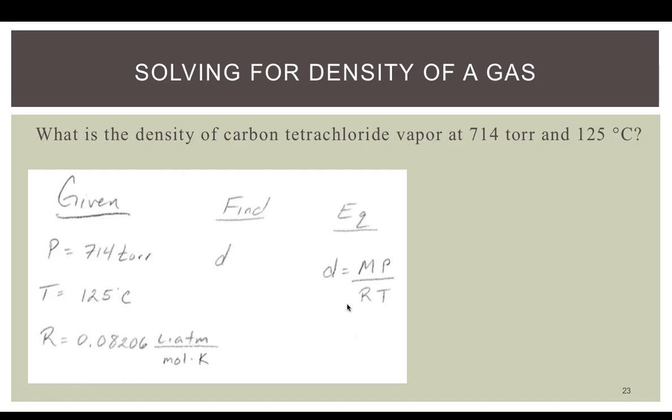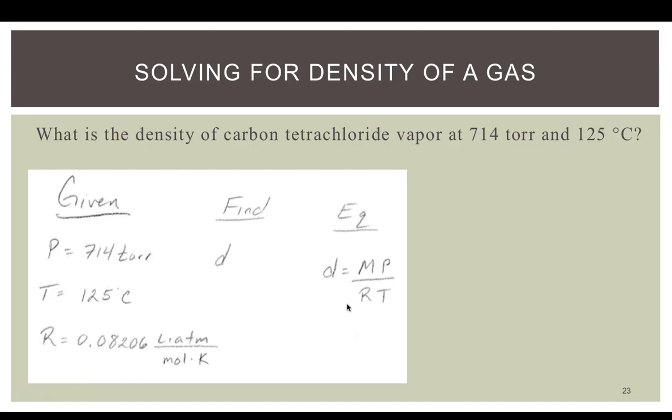So let's use that. The question is going to ask us, what is the density of carbon tetrachloride vapor at 714 torr at 125 degrees Celsius? Even though it's a simple problem, let's start getting into the habit of making columns. So we have our givens, our finds, and our equations. Our pressure is given to us. It says it's 714 torr. Our temperature is 125 degrees Celsius.